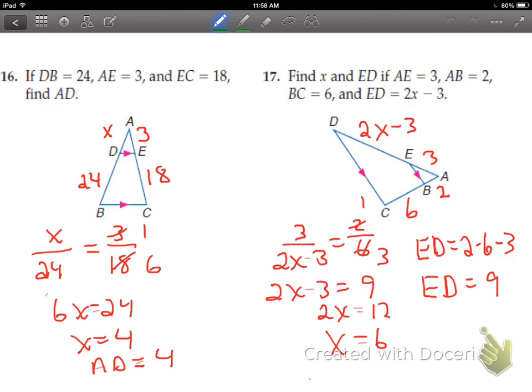Again, a perfect setup for the proportionality theorem on number 17. 3 over 2x minus 3, the segments along one side are in the same ratio as the segments along the other side, 2 and 6. So again, I reduced the 2 over 6 to 1/3, cross multiplied, and solved. x is equal to 6. The length of ED then is 9.